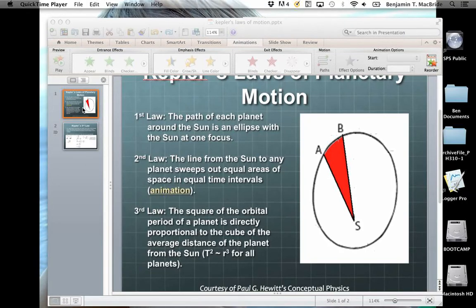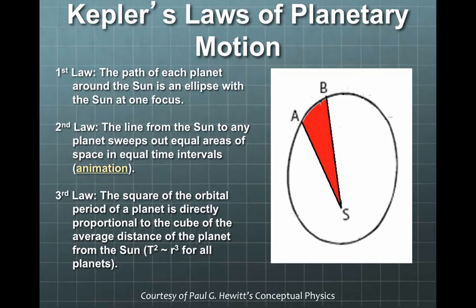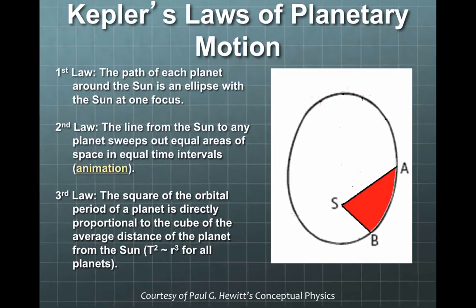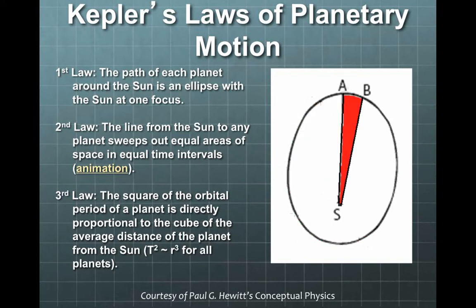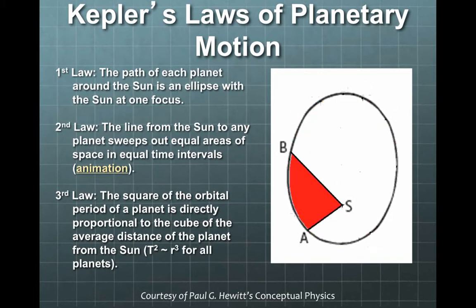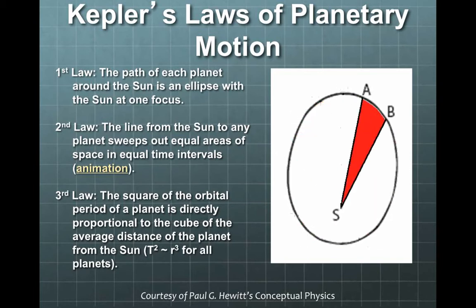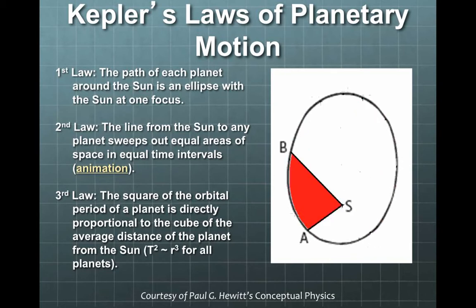In this video, I will introduce you to Kepler's three laws of planetary motion. Now, Kepler's first law states that the path of each planet around the Sun is an ellipse, and the Sun is located at one focus.